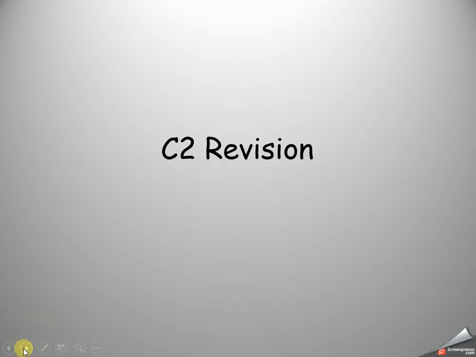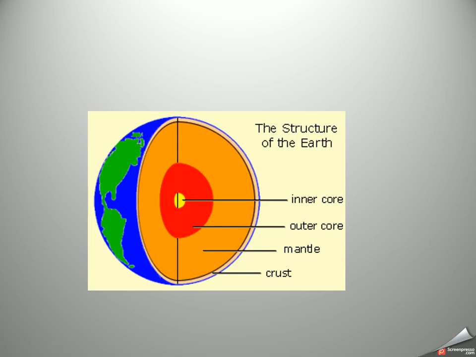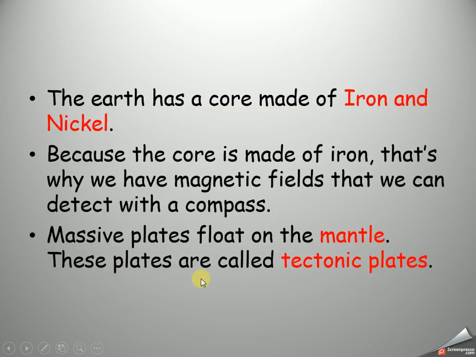Now structure of the Earth is pretty much made of the core, the mantle, and the crust on the outside. What you've got to know is that there's an inner core, which is the inner bit, and there's an outer core right here. This is the mantle, and this is the crust. The crust is actually made up of loads of different plates called tectonic plates. We're going to talk about that in a second.